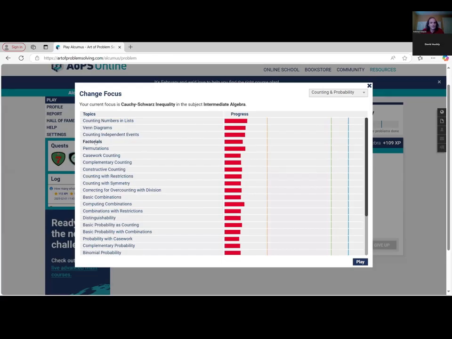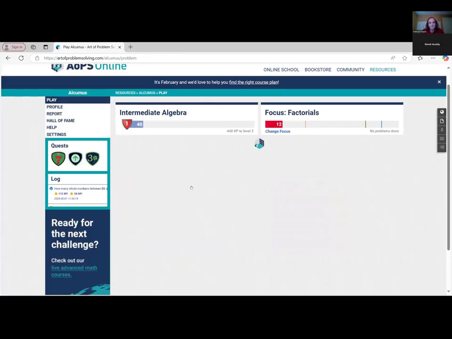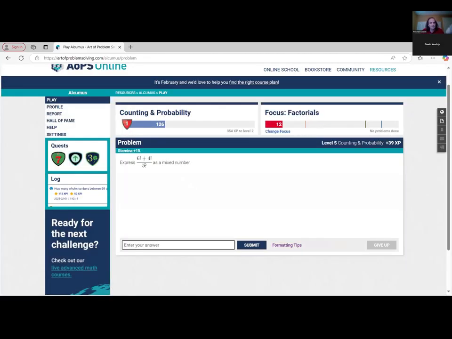So for example, there are factorials, right? You can set focus to factorials. And here you just need to compute something. Well, how do you compute this? Actually, it's kind of easier to divide, right? If you divide 6 factorial by 5 factorial, you get 6. And if you divide 4 factorial by 5 factorial, you get 1 over 5, right? So it is 6 plus 1 over 5.